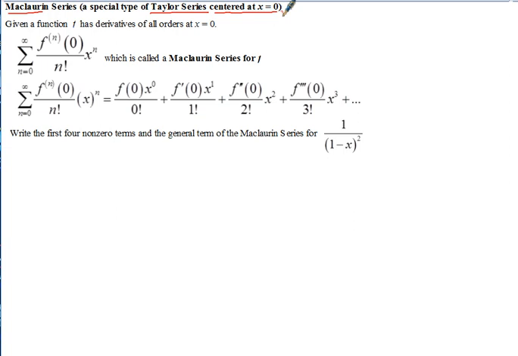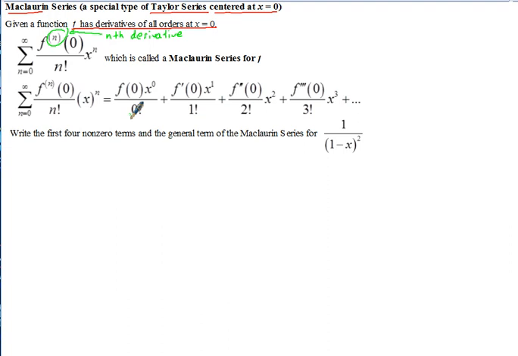So if a function has derivatives of all orders at x equals 0, in other words, all the derivatives exist at x equals 0, first derivative, second derivative, and so on, then the sum from n equals 0 to infinity of f, where this n here represents what derivative it is, so the nth derivative, divided by n factorial times x to the n. And you can see it expanded out like this.